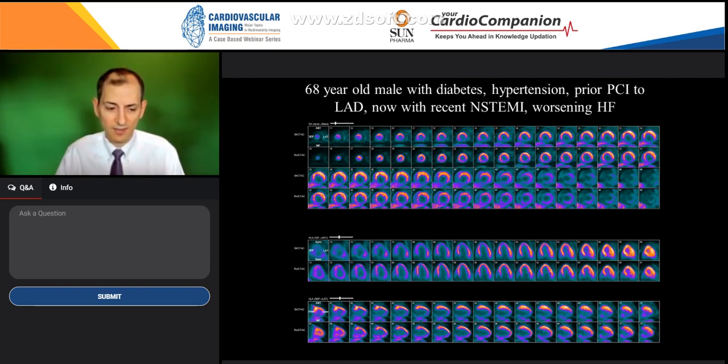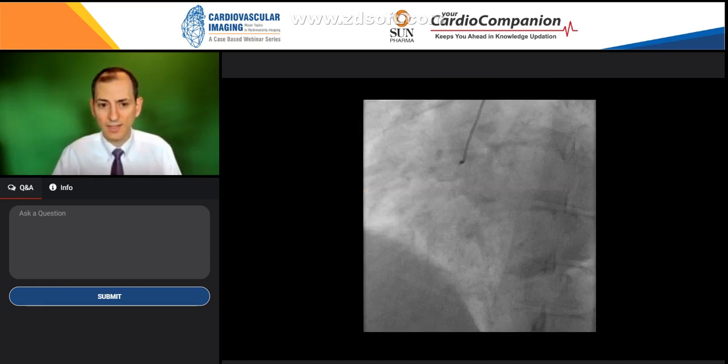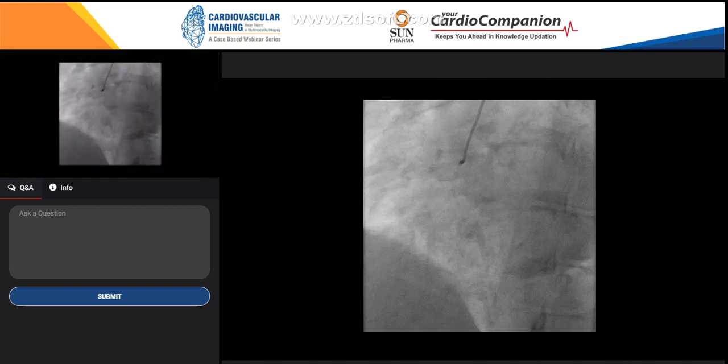We can see this on the very bottom set of images as well, that the inferior wall has a defect that's reversible. Importantly, in the LAD, if I ask you, no perfusion defects there and nothing in the circumflex and no ischemia. And in fact, when we look at the invasive angiogram on this patient, we see severe stenosis in the right coronary artery, which certainly corresponds to the ischemia that we are seeing on stress testing.